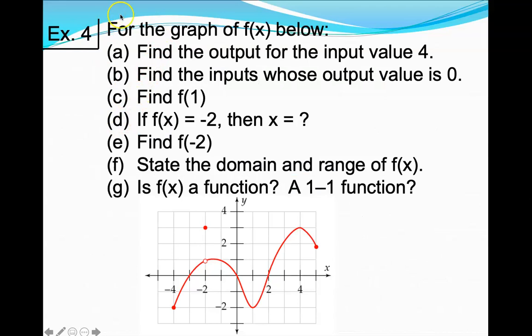Let's look at part B. Find the inputs whose output is 0. This time, I gave you the output, I gave you y. So I'm looking where y is 0. Maybe you remember something in Algebra 2 called zeros of a function, roots, x-intercepts. That's what I'm asking you for here. When the output is 0, that means my y is 0, which means I'm looking for the zeros of the function. So what x values have y values of 0? Well, there's one right there, anytime it crosses the x-axis.